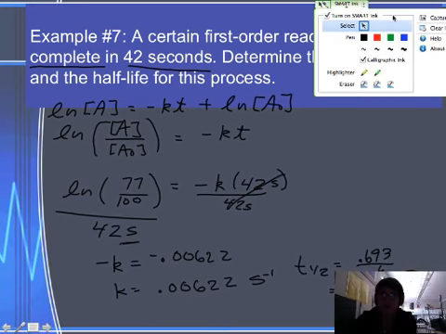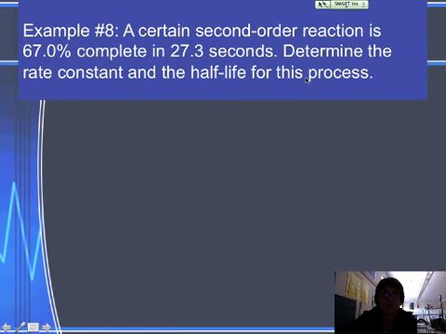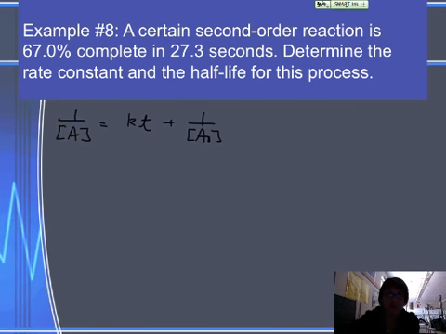Let's keep going. We have one more example to work through. In this second order reaction, it's 67% complete in 27.3 seconds. So a second order reaction has 1 over the concentration of A equals K times T plus 1 over my initial concentration of A. There's the equation of our straight line. So next, we're going to put in the numbers we have. So if it's 67% complete, how much of it remains?